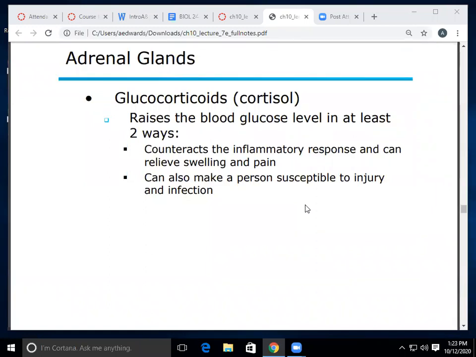Because again, inflammation is driving resources to a certain area to heal it. When you want to counteract that, you're keeping the blood or keeping the glucose in the blood. But by lowering or making that inflammatory response go down, you can actually make the person susceptible to injury and infection. Because again, you're kind of disabling the immune system a little bit.